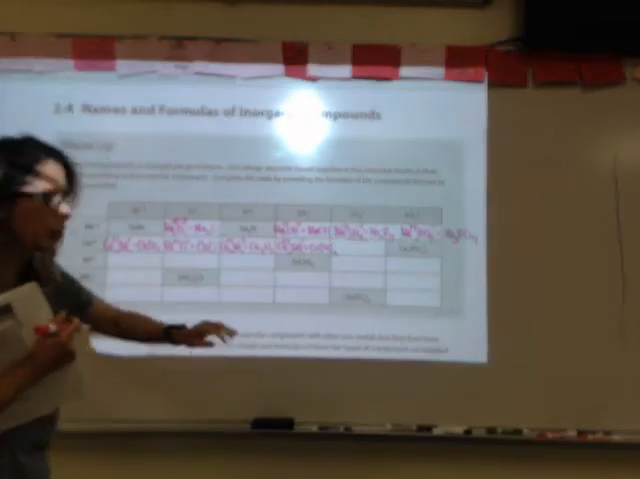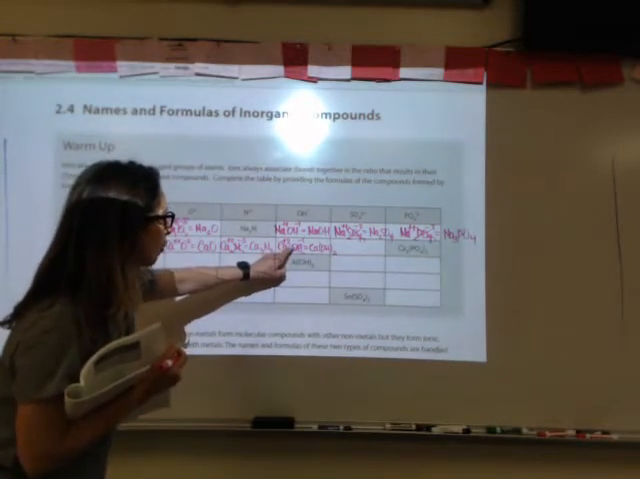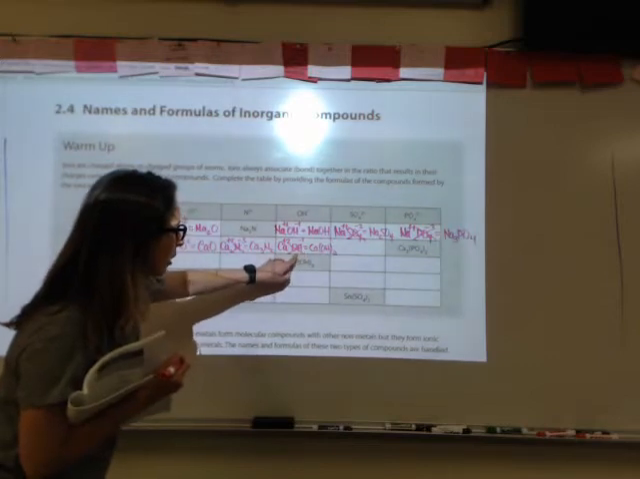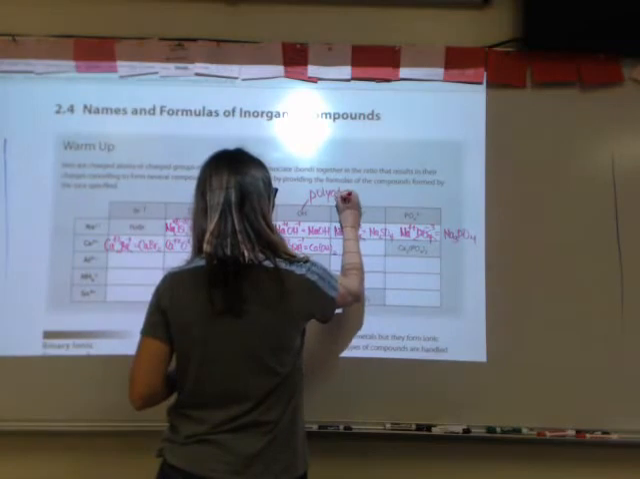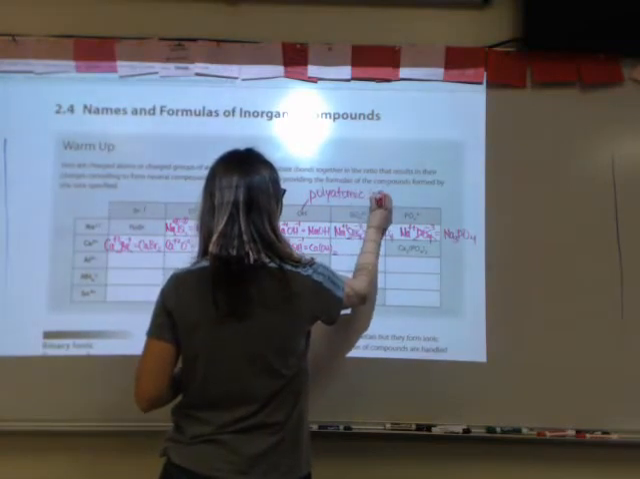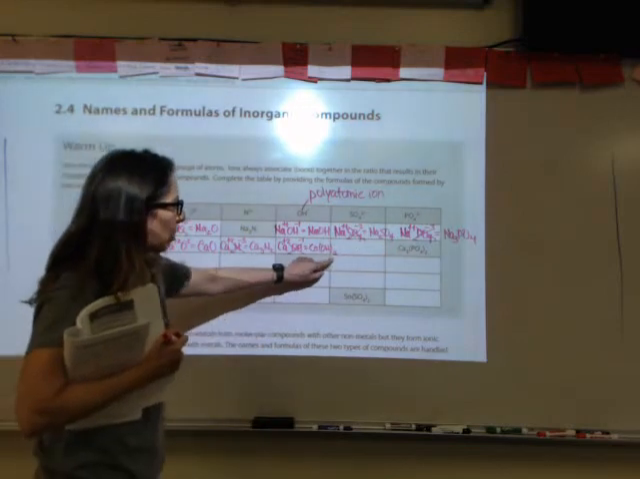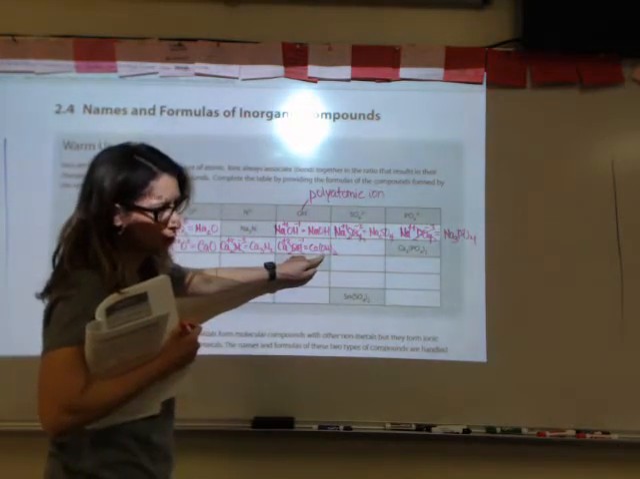You can also think of it as when you're crossing the numbers and the charges, if you're crossing a number down and writing a subscript on a polyatomic ion, which hydroxide is. Polyatomic ions are many atoms together with a charge on them, and anytime you write a subscript on it, you have to put it in parentheses.